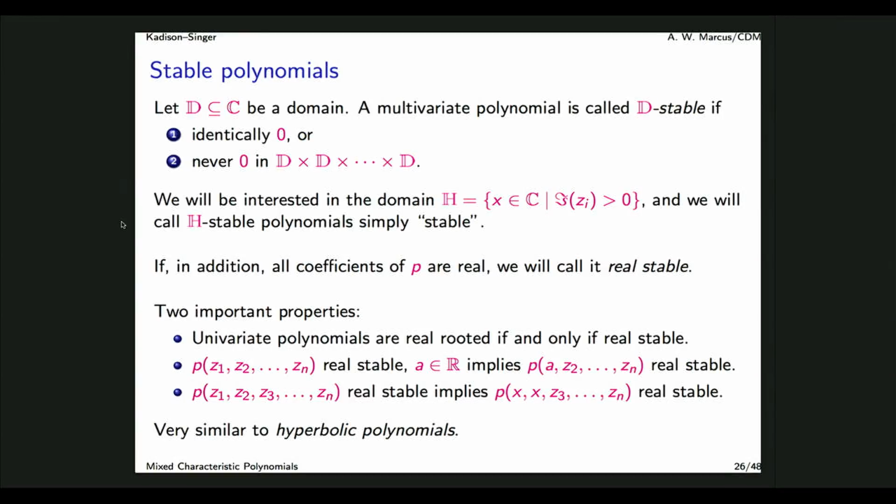The other things that are really nice are that if you have a real stable polynomial and you plug in some value r, a real number, then what comes out is a real stable polynomial. And if you have a polynomial that's real stable and instead of plugging in a value, you just set two of these variables equal to each other, what comes out is a real stable polynomial as well. I should mention this is very similar to hyperbolic polynomials. They have very similar properties, and there's a transformation that goes between the two of them. But for our purposes, these seem to be the better ones to talk about.